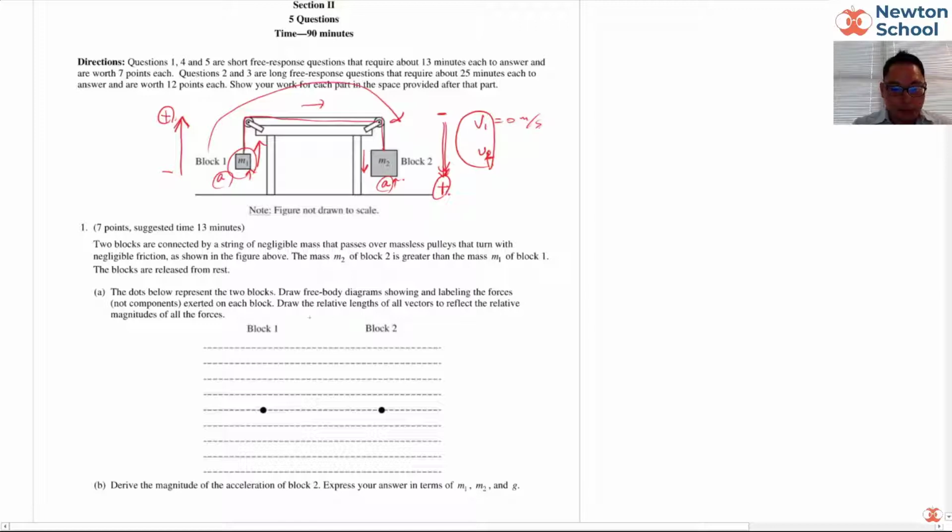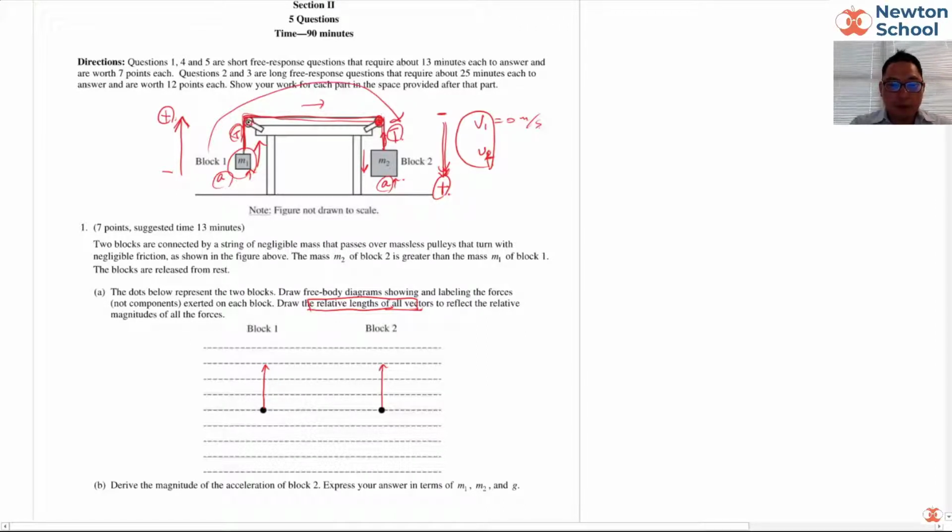For block 1, now this one you have to be careful with. You have to draw the relative lengths of all vectors, meaning the tension here has to be equal to the tension there, because this is one rope and the pulley is massless. If the pulley is not massless, then you can say the tension on the right is bigger than the tension on the left, otherwise this pulley cannot rotate. But in this problem, it's a massless pulley, so a simple case: you just use the same tension for the rope. So for block 1, I'll make tension that way. For block 2, tension is applied up, but this length will be the same, so I'll put it this way.